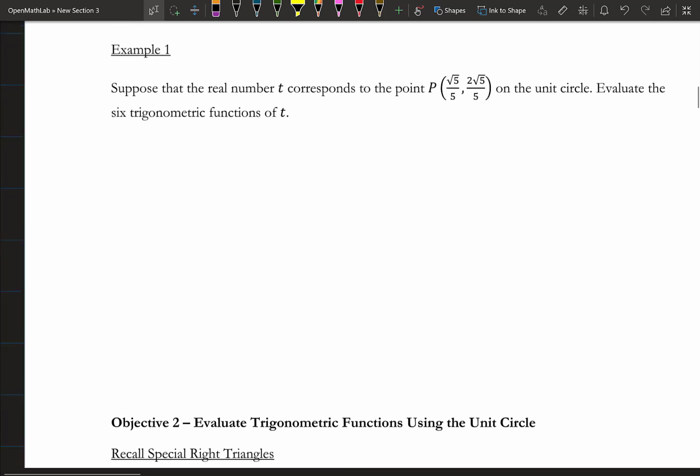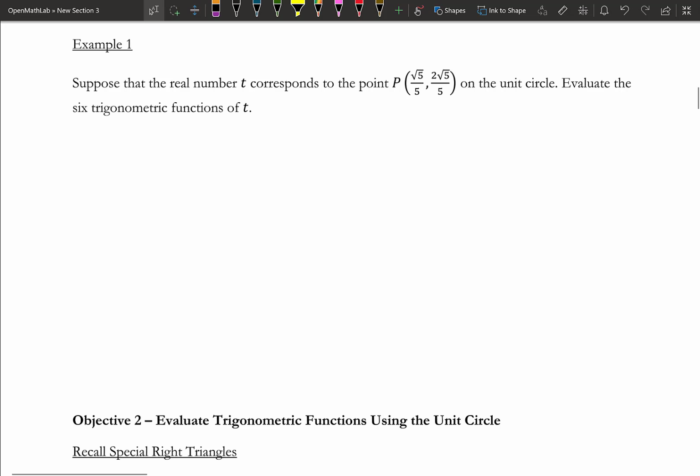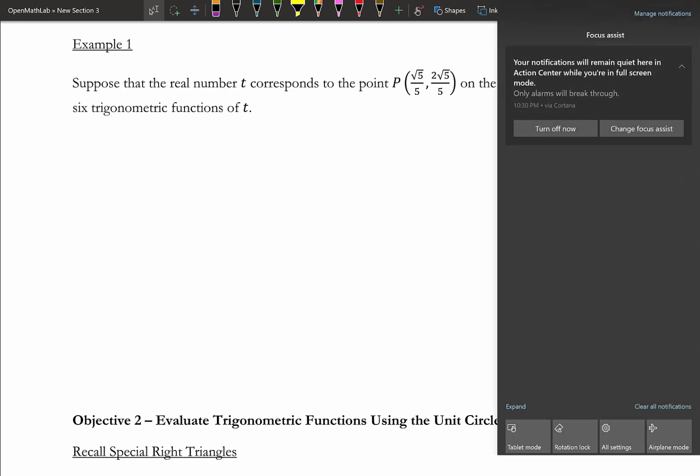So now let's try an example using some of what we just learned. So then we're just defining this on the unit circle. Example 1 is to suppose that the real number t corresponds to the point radical 5 over 5 and 2 radical 5 over 5 on the unit circle. Evaluate the 6 trigonometric functions of t.